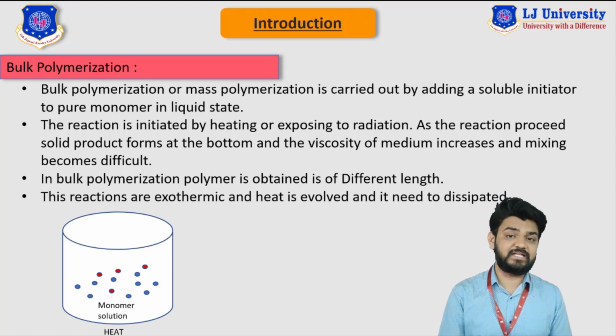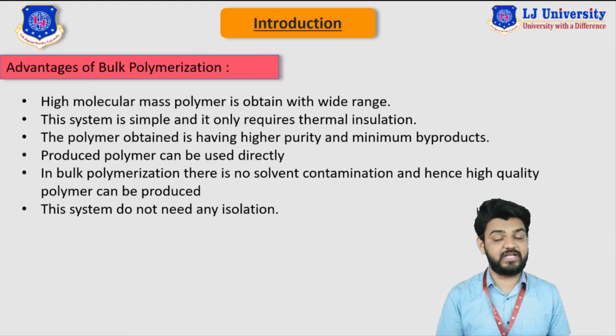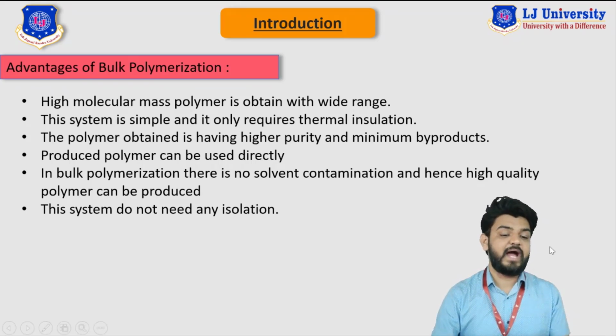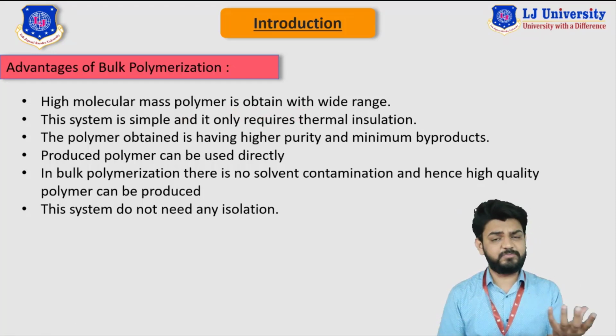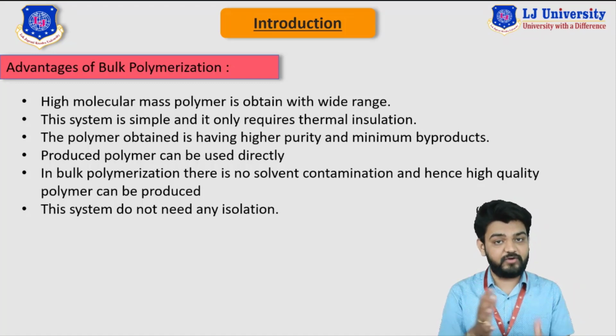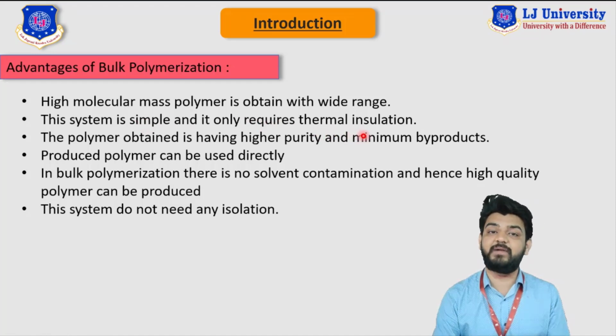So now having said that, let's discuss the different advantages and disadvantages of these bulk polymerization reactions. You can see here, higher molecular mass polymer can be obtained easily with this bulk polymerization process. So with this process we can produce a polymer which has higher molecular weight, right? Then this system is simple and only requires thermal insulation.